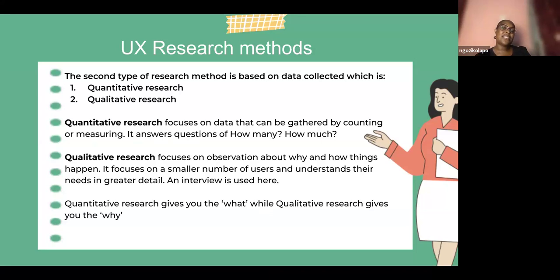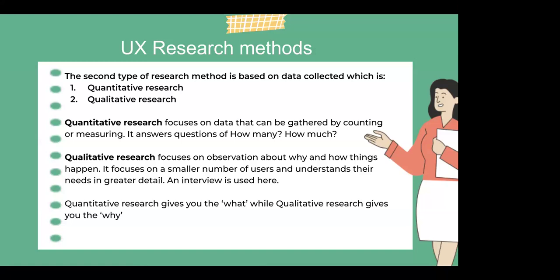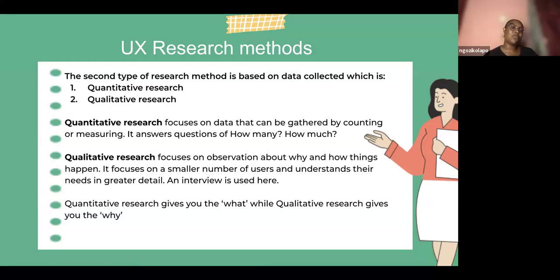So here it says an interview is used here. So it's more like the primary research method. But in this one, you have a group of users, a small number of users. So it's not like the primary research method where you can easily ask randomly and get the kind of response you want. Here you have a group of users that you just want to talk to.